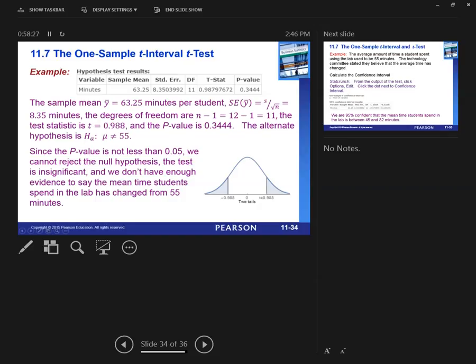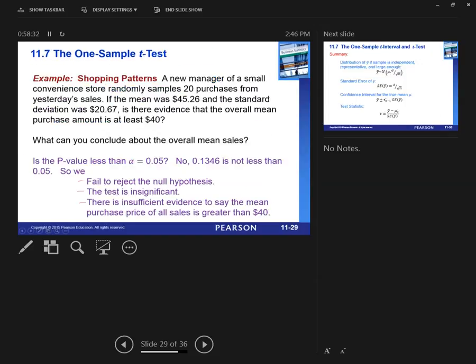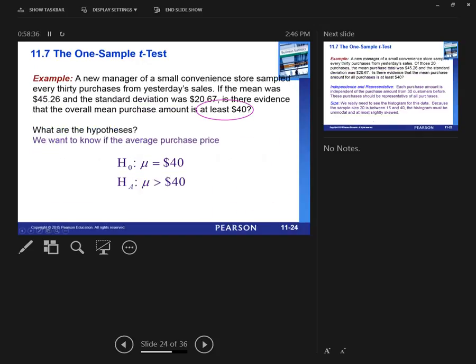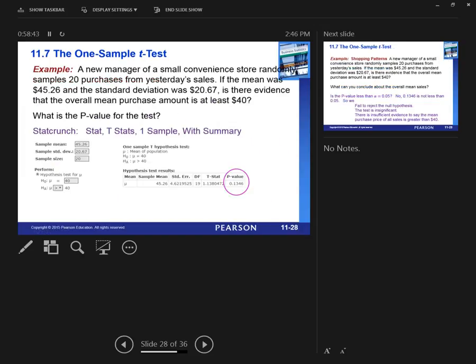Now, if I recall, I go back and get what was my alternate hypothesis? I have to get really far back, don't I? μ is greater than 40. The mean amount spent is at least $40. So if the p-value is less than 0.05, I have enough evidence for this, but it's not, just like the other example.